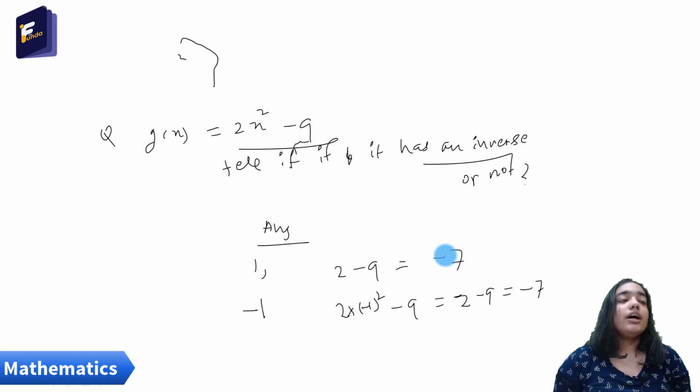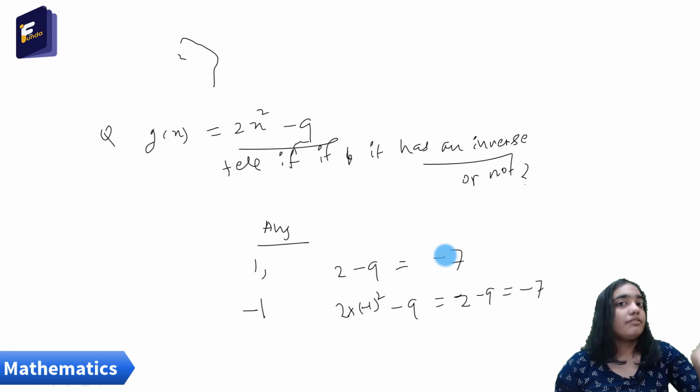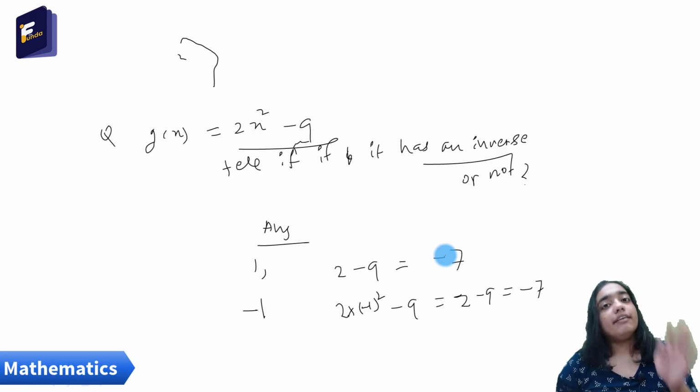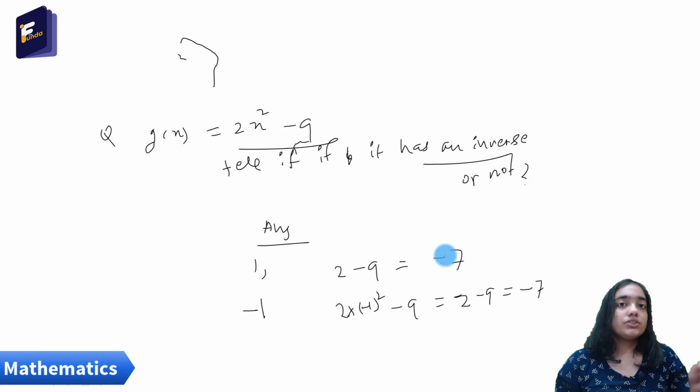So whenever any function, for two inputs, is giving rise to the same output, then that function will never have an inverse. Okay, so this is the rule. Every function doesn't have an inverse. There are some functions which do not have an inverse, and g of x is such a function.